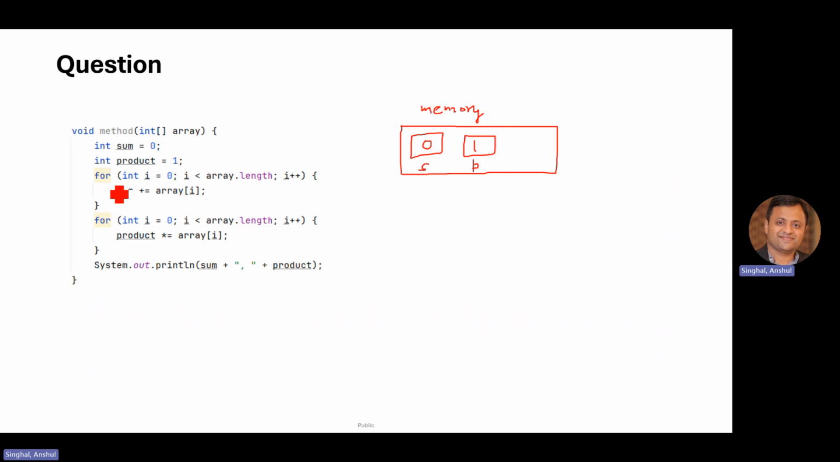Then we have a for loop. In this for loop, we start with index i at 0, and go through till array.length. So I have a for loop where i goes from 0 to the full array, with i++. I am iterating through each element in this array and doing a sum: sum is equal to sum plus this element.